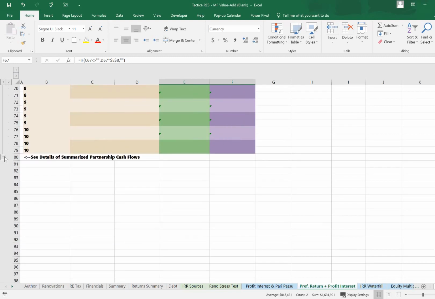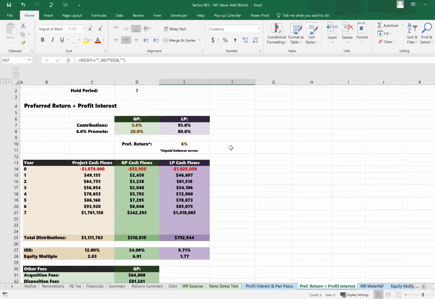But you can hide these cash flows, and you'll just have a clean model where you can plug and play with the different contribution and promote splits.